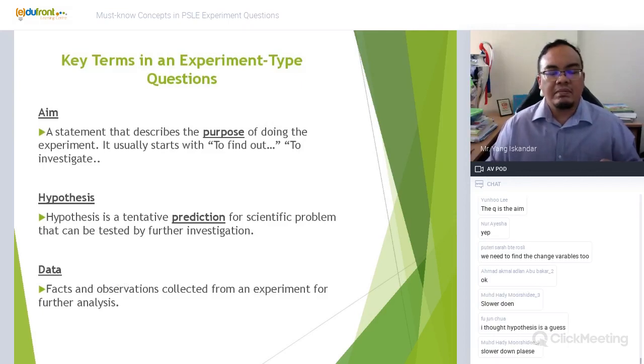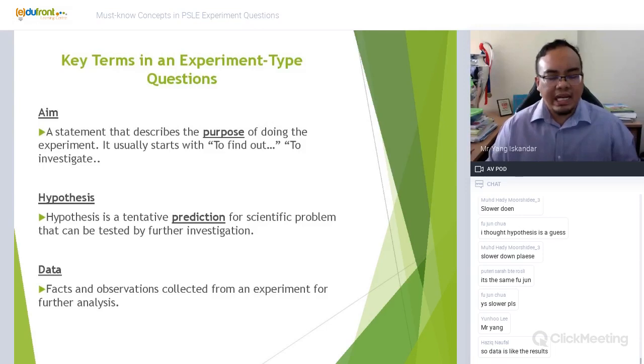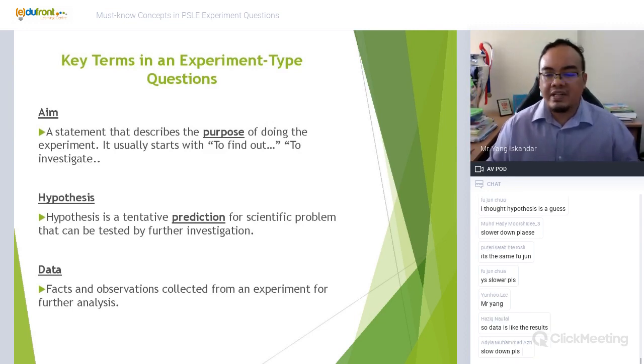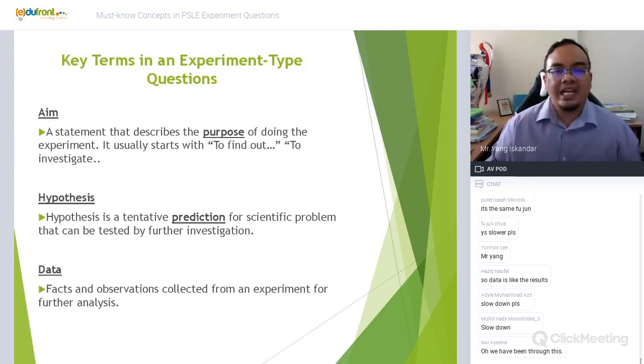Data. In any experiment, you need to collect data. For example, if you want to find out how much light can pass through a certain material, maybe you use a data logger with a light sensor, and you can record the amount of light being detected. If you want to find out, let's say, amongst your classmates who can run the fastest, perhaps you get everybody to run a fixed distance and you time them. Whoever has the shortest time taken is the fastest. So in any experiment, we must collect data. Okay, next one.